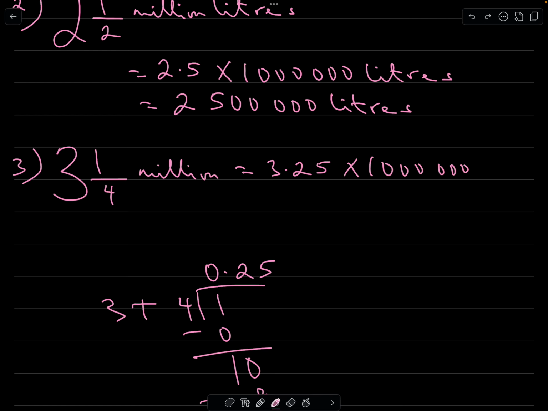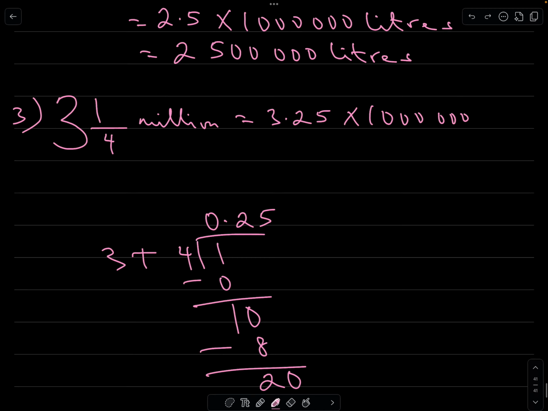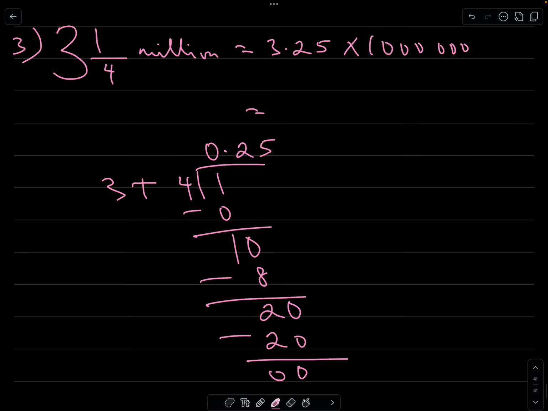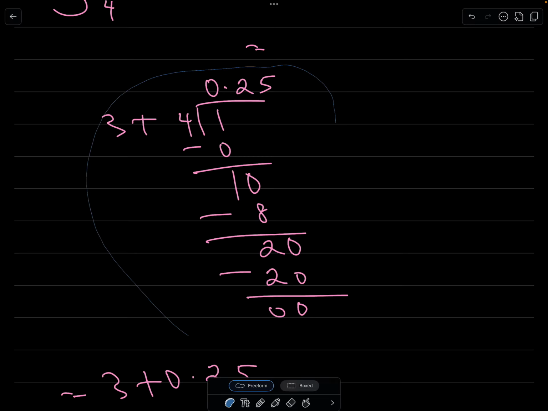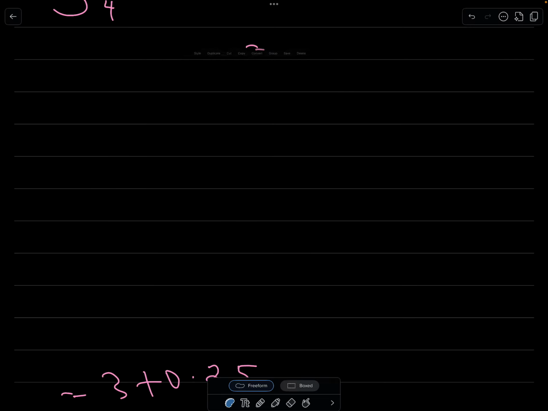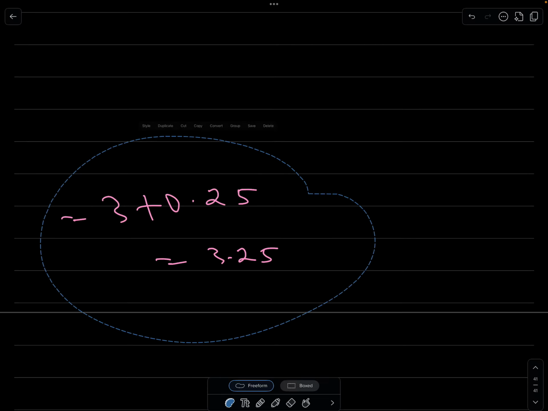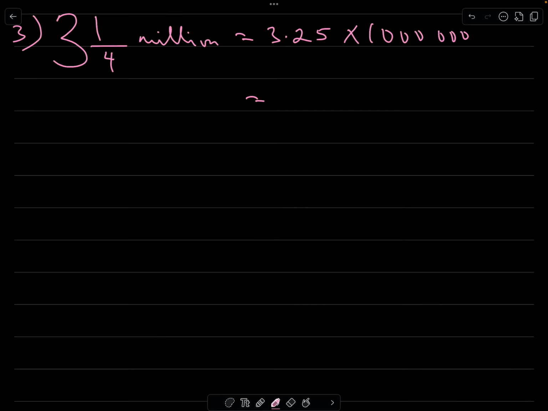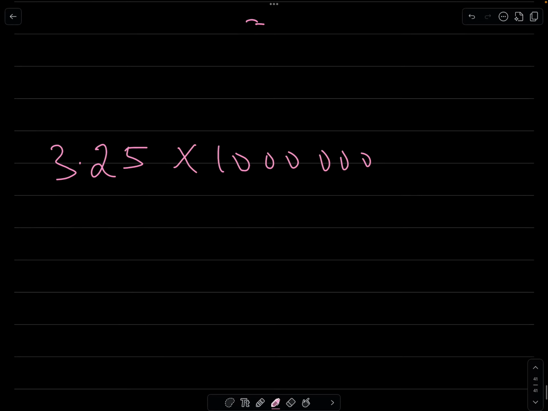3.25 million simply means 3.25 times 1 million. You should write it in decimal. And how do you do that? 3.25 times 1 million. Let's do it in a jotter as usual, so that your note will not be rough. 3.25 times 1 million: 1, 2, 3. Cancel the zeros: 1, 2, 3, 4, 5, 6.